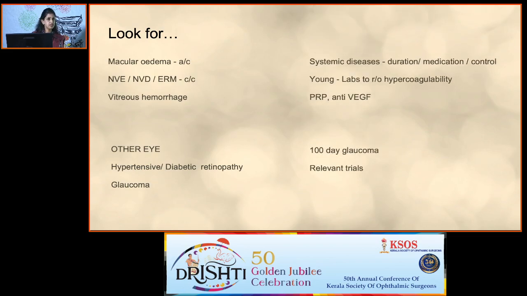Then you have the systemic diseases. These are questions that may come to you, not that you are going to ask these to the patient. So you'll be asked about duration, control, medication, how it affects the vascular occlusion. And if it's a young patient, what all lab investigations you need to do to rule out hypercoagulable disorders. Treatment options like PRP, anti-VEGF, all these you please read up. Then the 100-day glaucoma and the relevant trials.